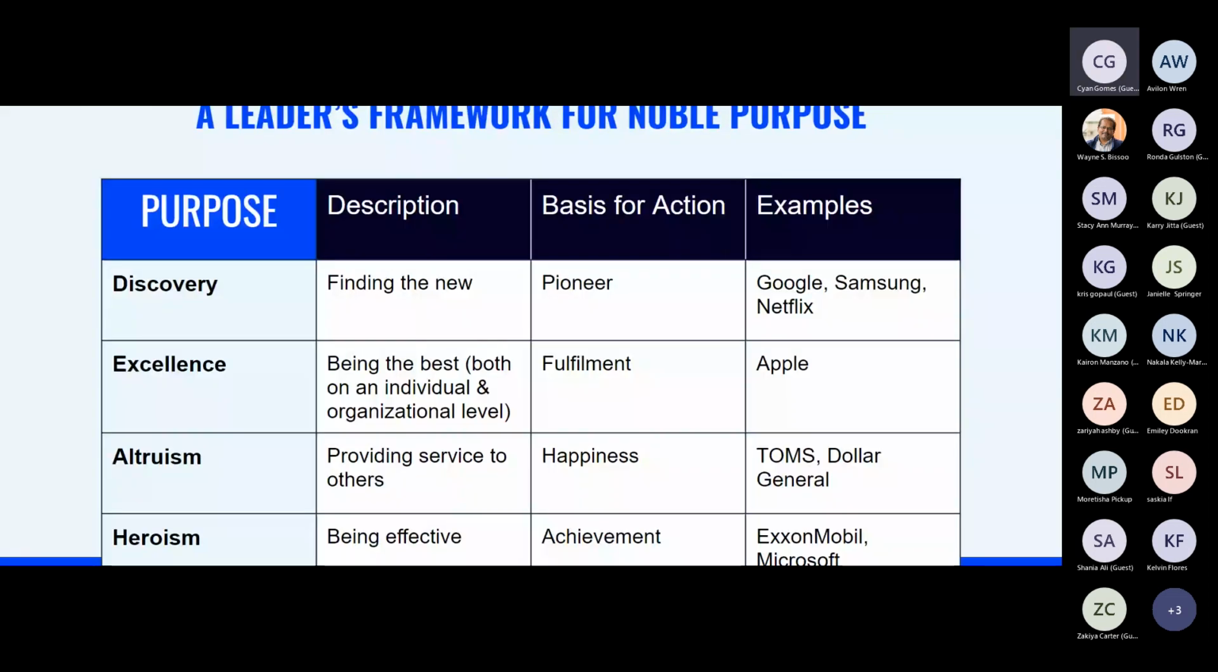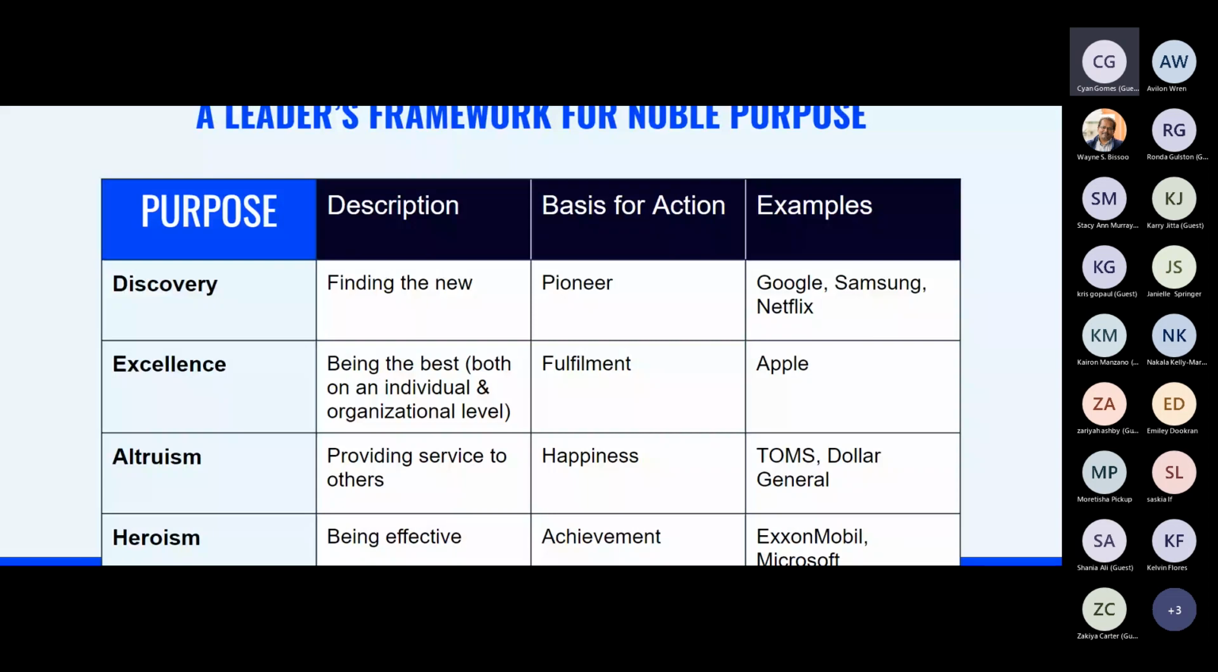Now, there are four basic approaches to framing an organizational purpose that helps people feel like their work is worthwhile. So you have discovery, which is finding the new. Many people are inspired by the opportunity to find or create something new. So companies like Google and Samsung are always striving to create the next best thing. Innovation is at the core of their brands.